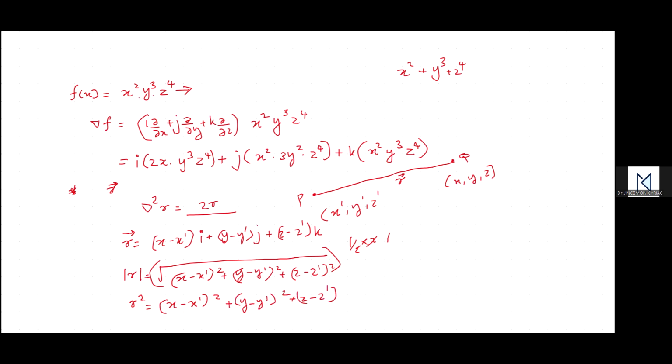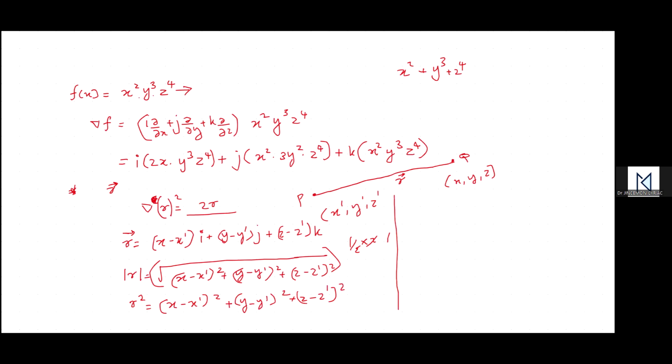Now our question is to find del of R square. Sorry, del of R square is equal to 2R. That we want to prove. We know that del is equal to i into dou by dou x plus j into dou by dou y plus k into dou by dou z.